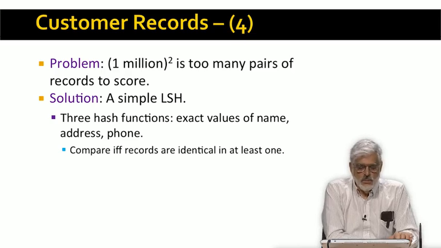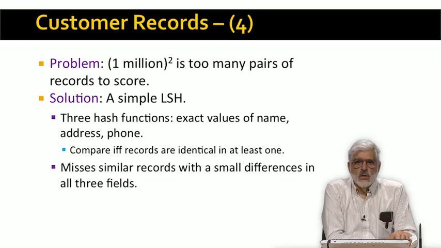Now the candidate pairs were those placed in the same bucket by at least one of these hash functions. That is, a pair of records was a candidate pair if and only if they agreed exactly in at least one of the 3 fields. Did we lose some pairs?